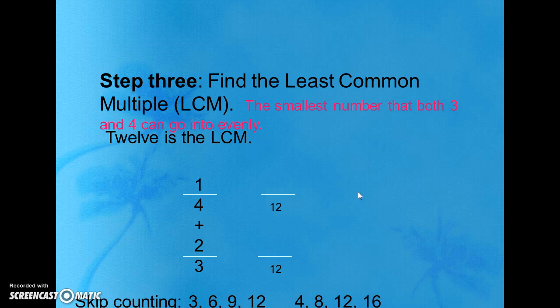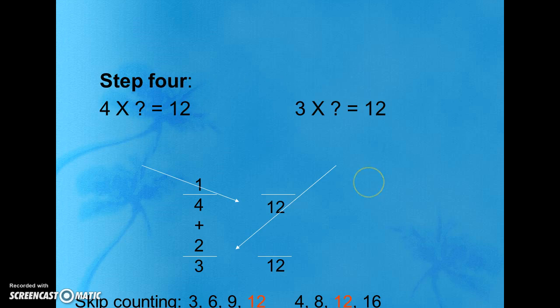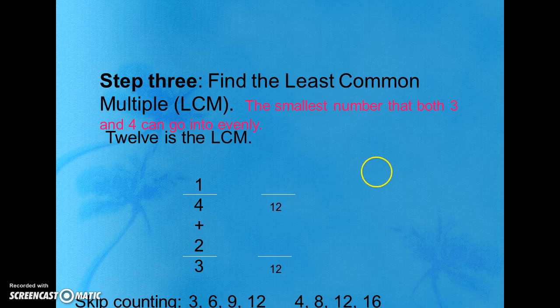Now we're going to find the least common multiple. We want the smallest number that both 3 and 4 can go into evenly. Remember, it is like you are skip counting. You're counting by that number. So if we count by 3s, 3, 6, 9, 12, and we could keep going. And then 4, 8, 12, 16. But once you see that number, here's a 12 and here's a 12, you know that 12 is the least common multiple.